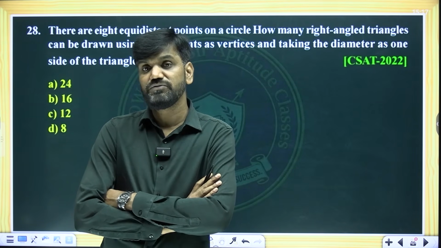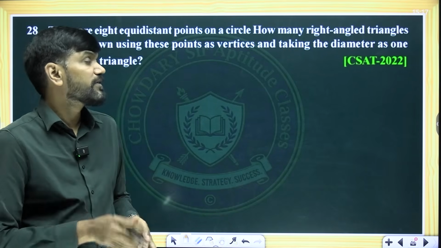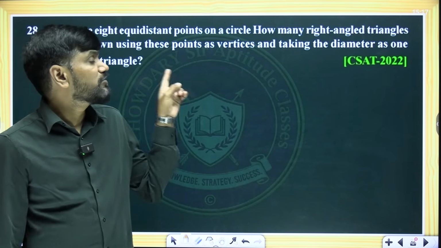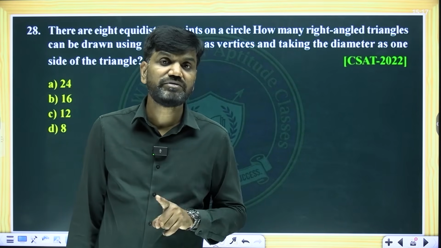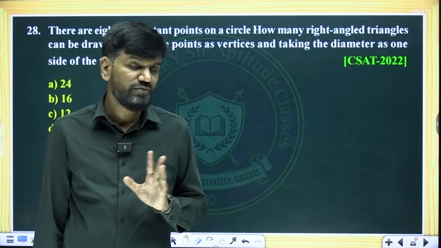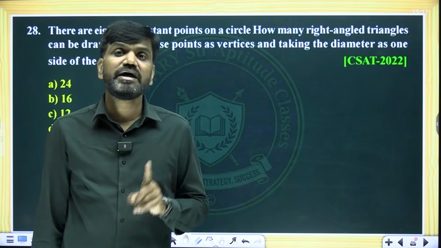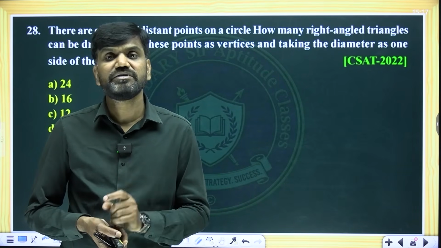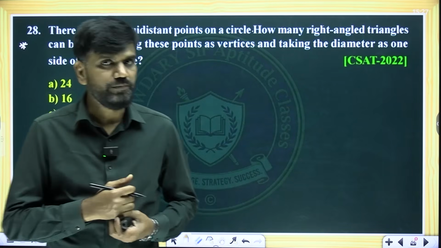They are asking you how many triangles they can form. And you just have to ensure that you are taking the diameter as one of the sides. And they are asking you for the number of right-angled triangles. Don't forget that. They also have mentioned you have to take the diameter as one of the sides of the triangle. To solve this one, I'll give you 2 approaches.